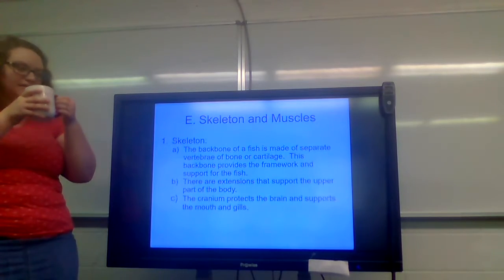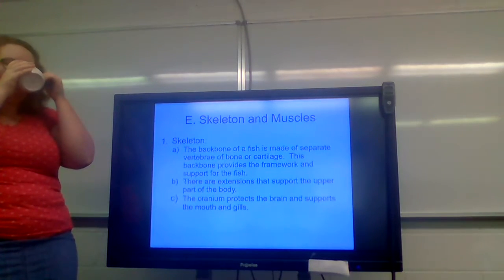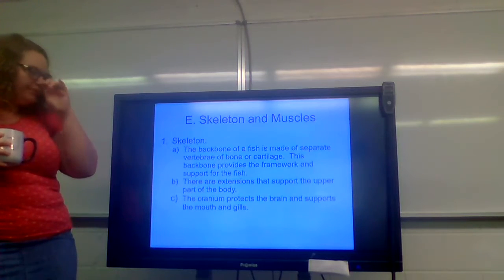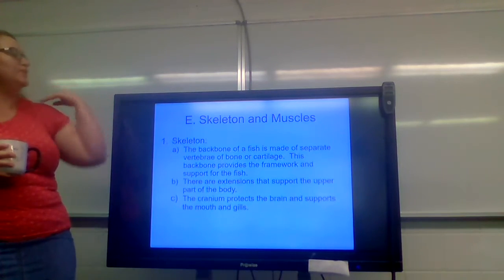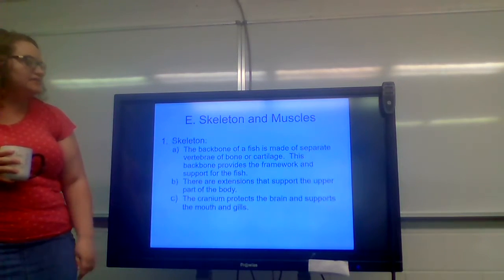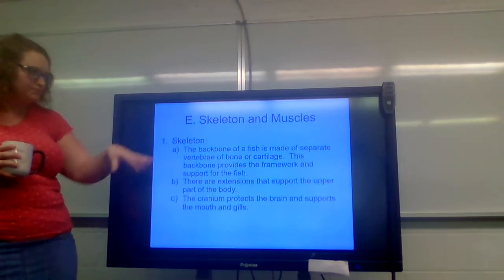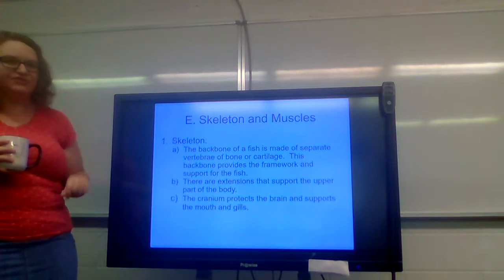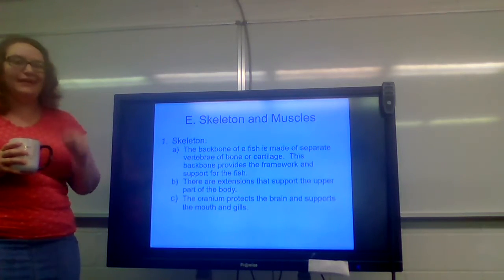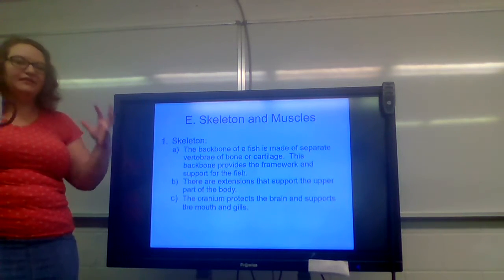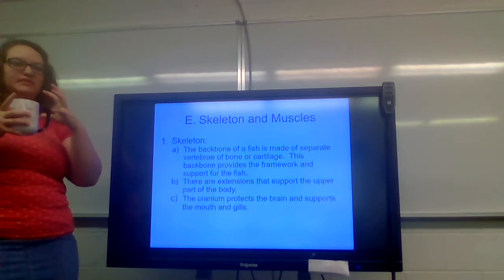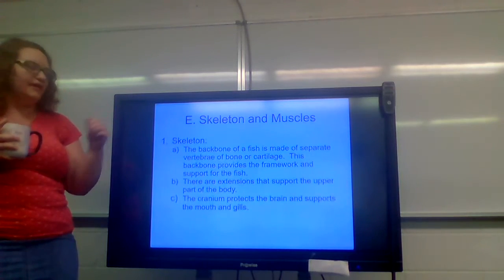All right, the skeleton and the muscles. The skeleton, we'll look at that first. The main portion of a fish's skeleton is going to be that backbone, okay? Everything connects to the backbone in some way, shape, or form with a fish.